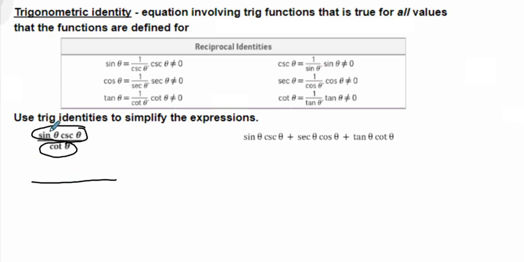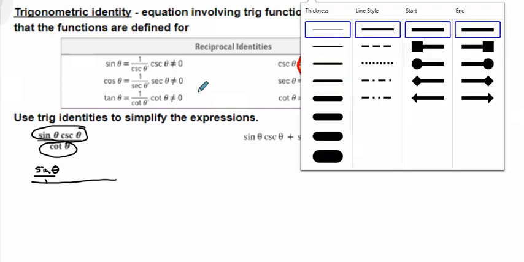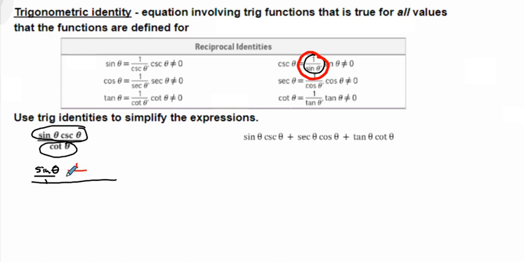Okay, so I'm going to write sine of theta as a fraction, and all I'm going to do is write sine of theta over 1. Then it's multiplying by cosecant of theta. But if you remember, cosecant of theta is 1 over sine of theta, so I'm going to replace cosecant with that. So I'm going to go times 1 over sine of theta.